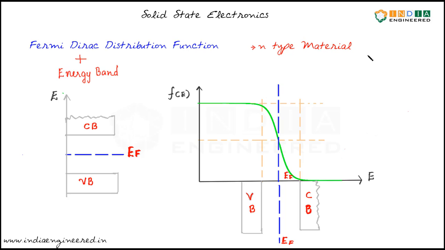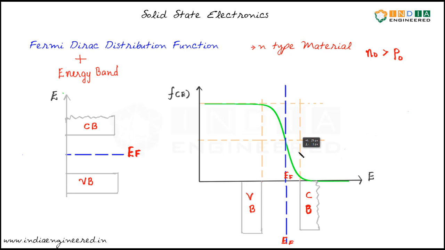So in n-type material, we know that free electrons n0 is greater than the number of holes in the material. So n0 greater than p0 means there should be more probability of finding electrons in the conduction band than finding holes in the valence band. So we should have more probability here and we should have less probability here. So we can visualize that by moving our Fermi level closer towards the conduction band.